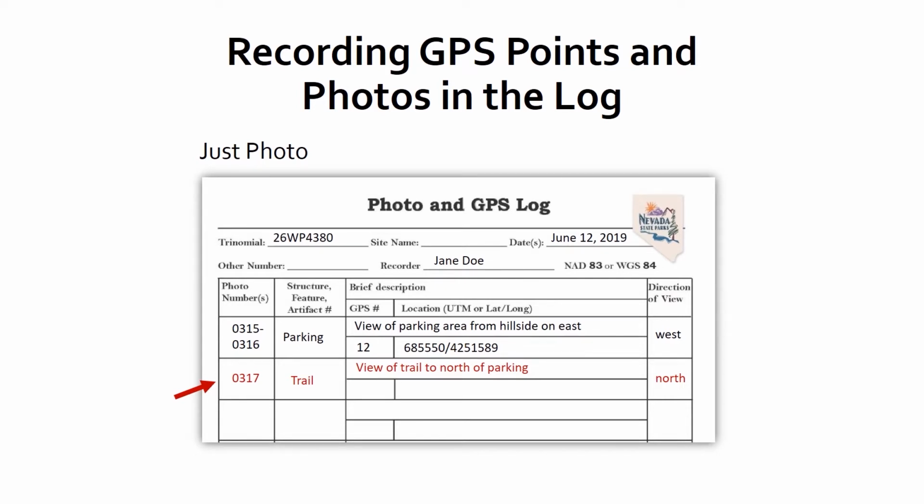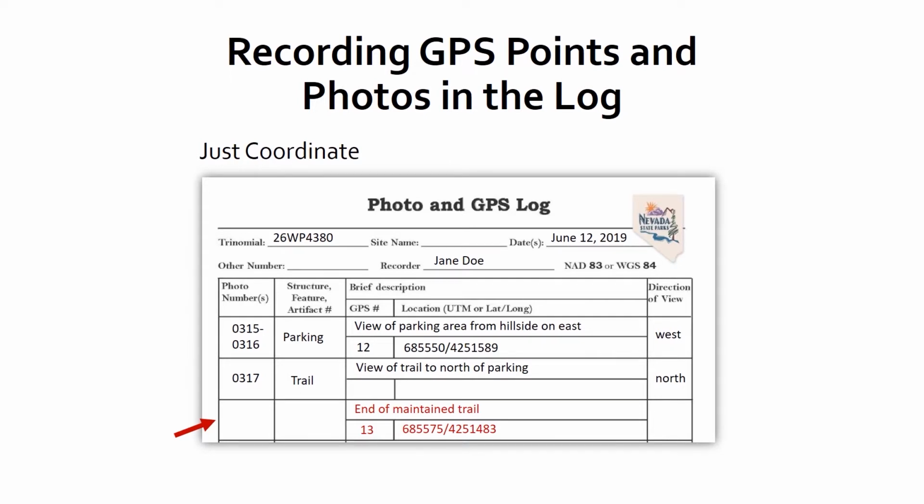So say they continue on and they take another photograph, photo number 317, and it's of the trail. And it's the view of the trail to the north of the parking area. And so the photograph is taken north, but they didn't get a new GPS coordinate because it's the same or really close to the parking coordinate. So you don't have to have a GPS point for every photo, and you don't have to have a photo for every GPS point. Here's an example of that GPS point without the photo.